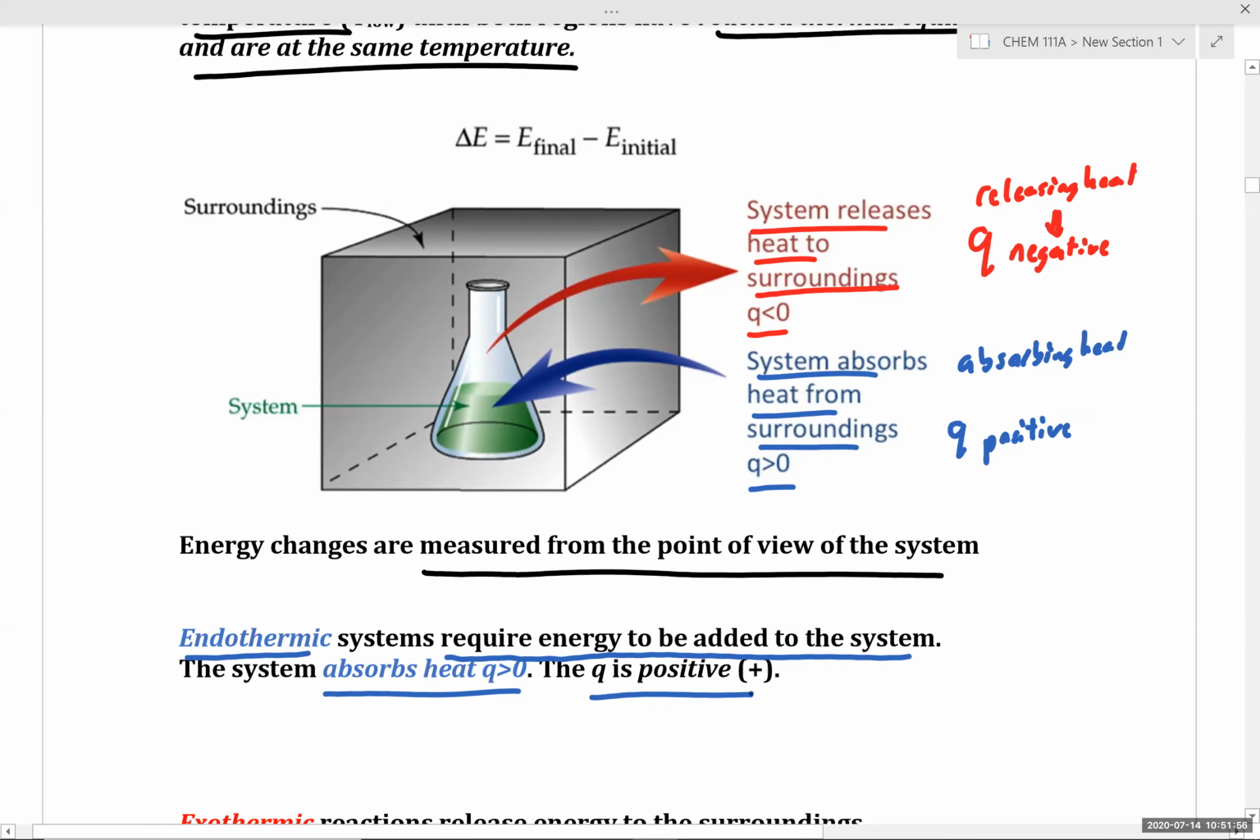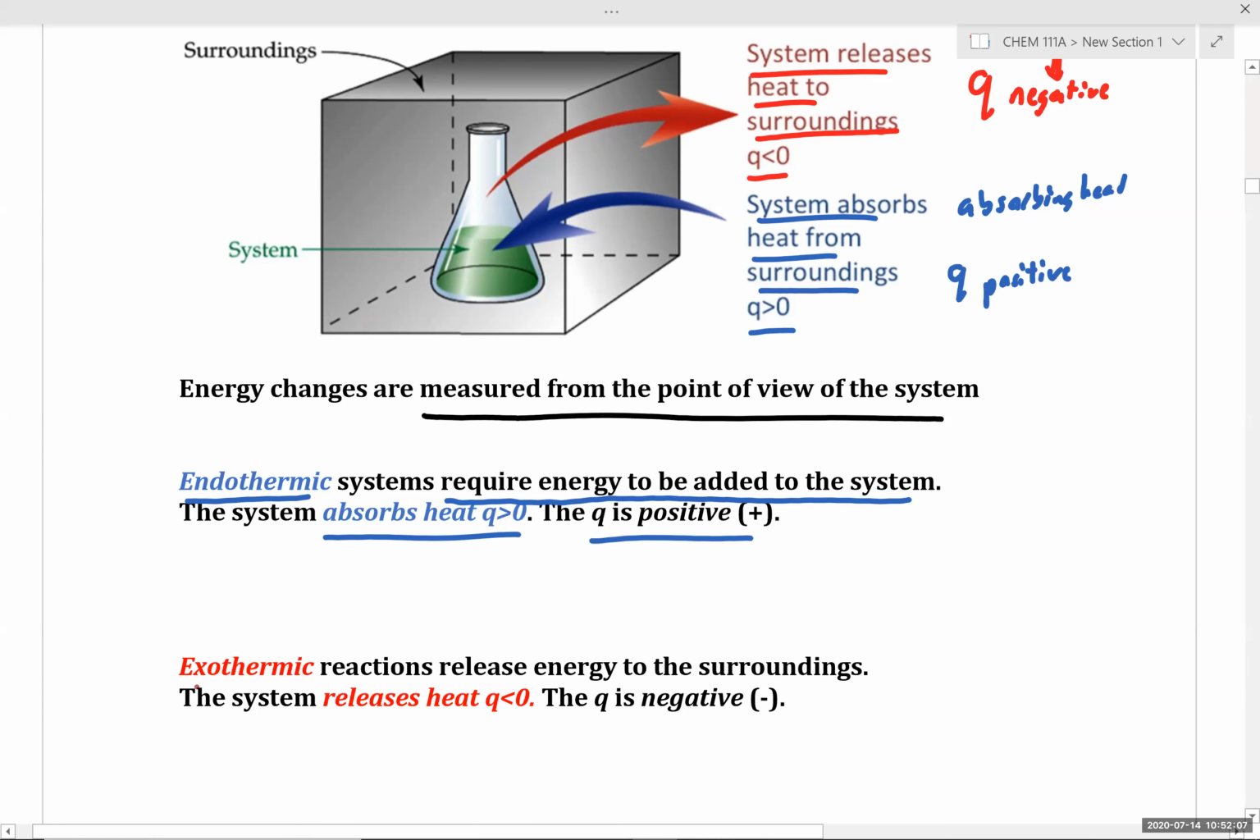Exothermic, like many insects have an exoskeleton, a skeleton on the outside. Exothermic reactions release energy to the surroundings. The system is releasing heat and Q is negative. Does this make sense to everyone so far?